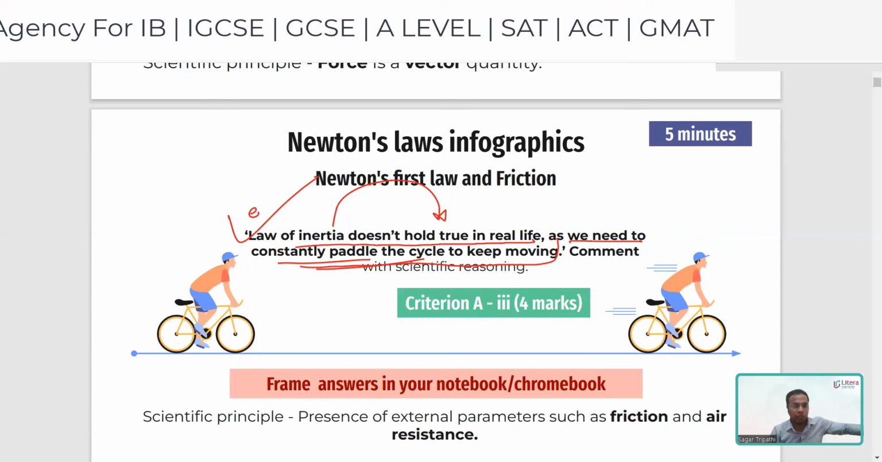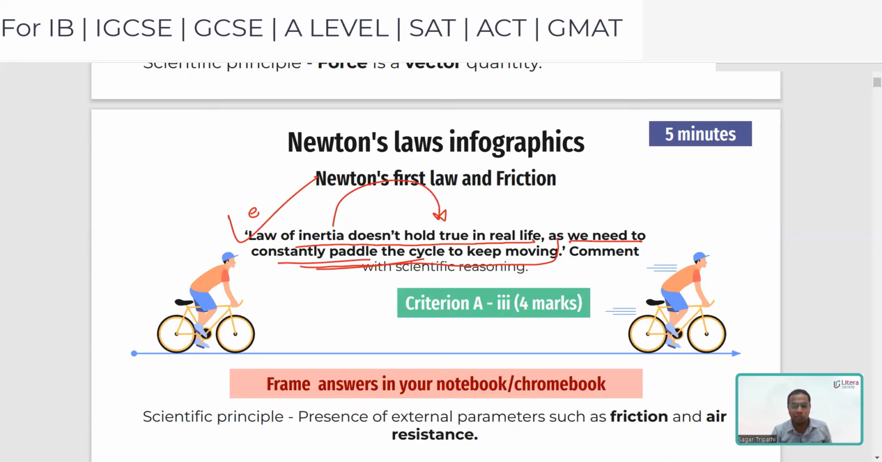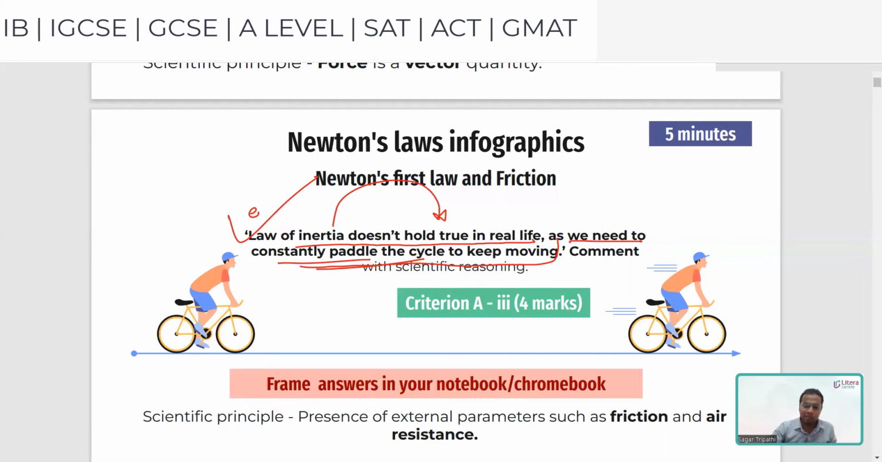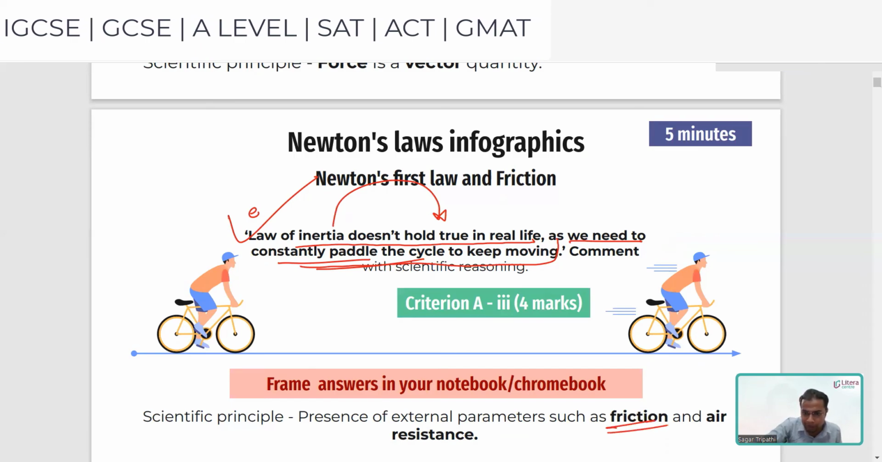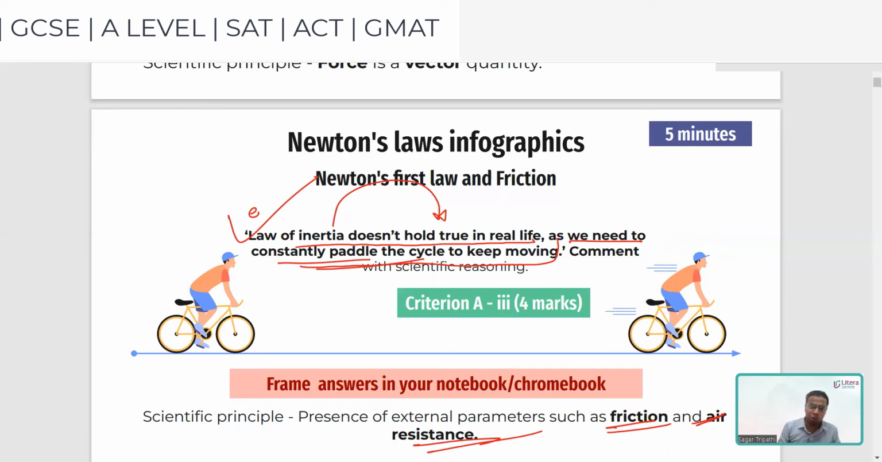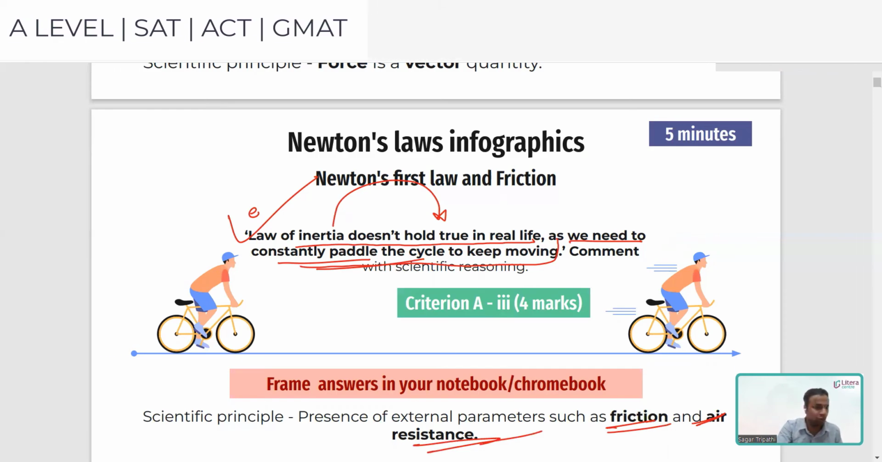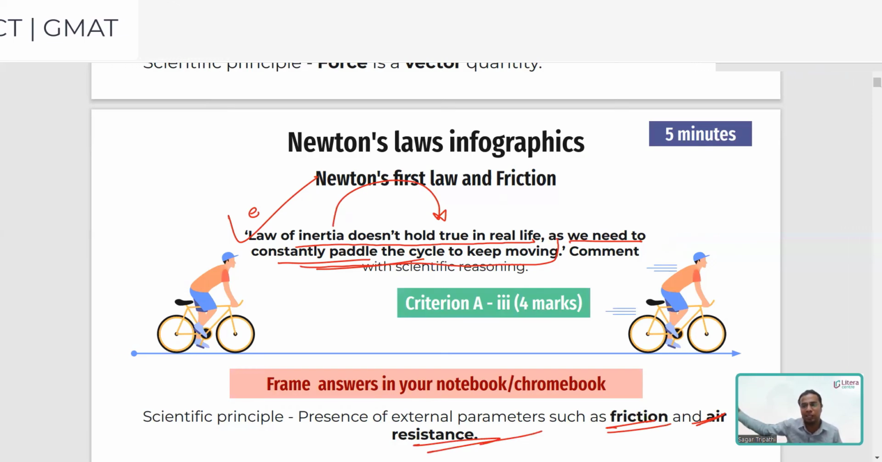But once it is moving, it should keep moving. Then why are we constantly pedaling and constantly applying force? Because there are external factors such as friction and air resistance, these additional forces are actually hindering your motion. In the absence of such forces, you would not have needed to pedal once the cycle starts moving. But due to the presence of these, we need to constantly pedal the cycle to overcome these resistive forces and make the net force zero, so it can move.